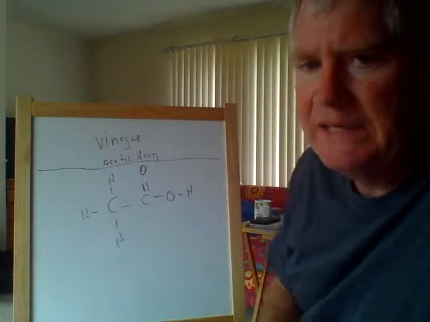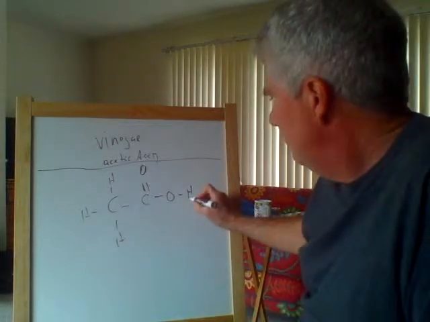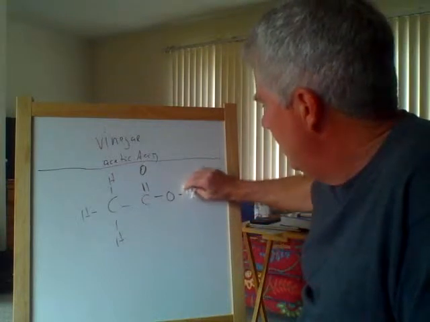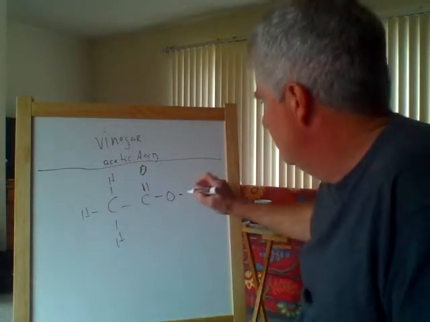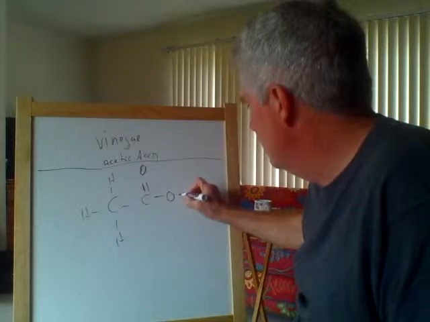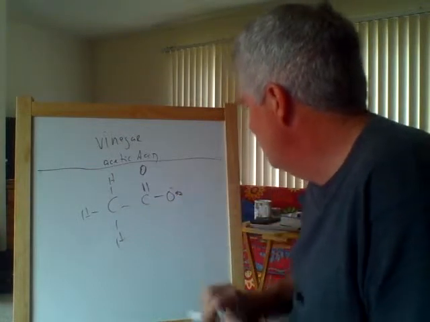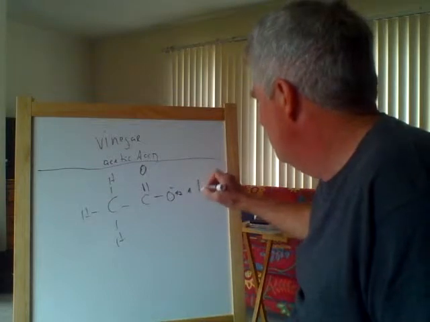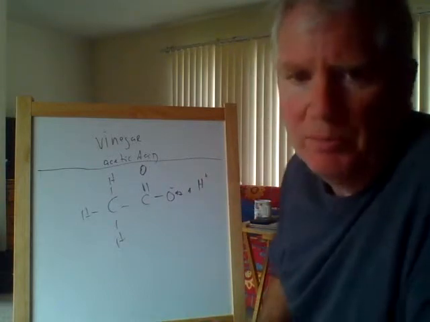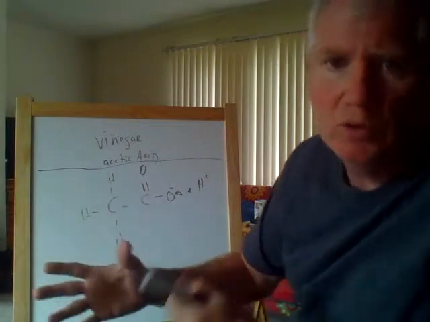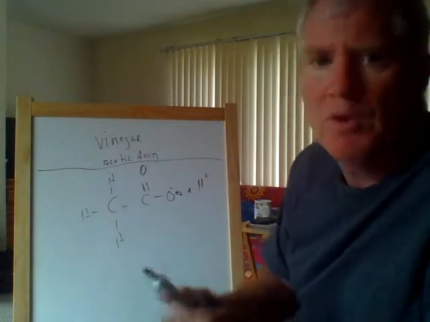The reason why it's acidic is that this last little H is kind of a candidate to get kicked out. Basically what happens is that these electrons just kind of roll up into this oxygen, making it negatively charged, and you end up with a free proton. And that free proton can attach to another water molecule to form hydronium, for example.